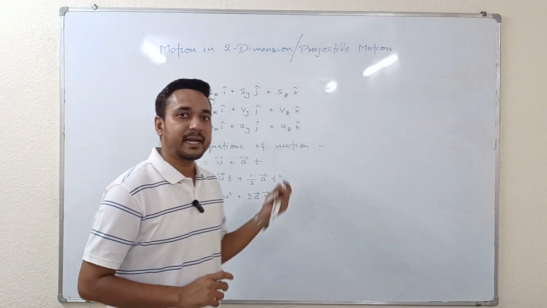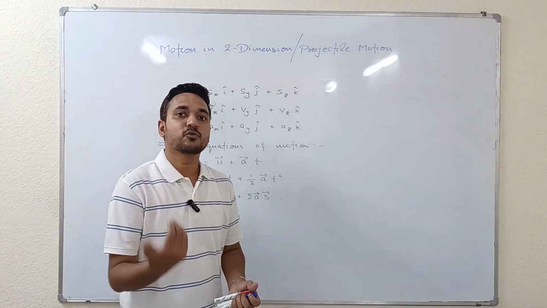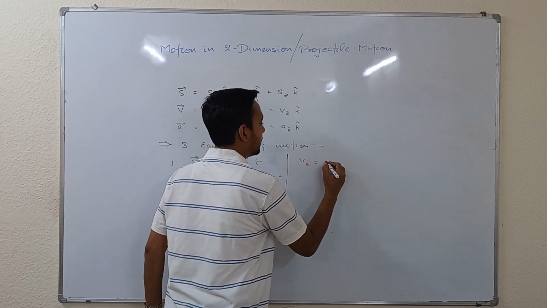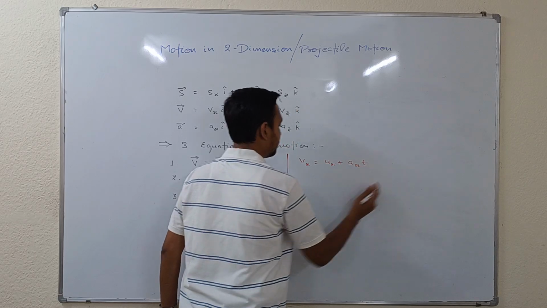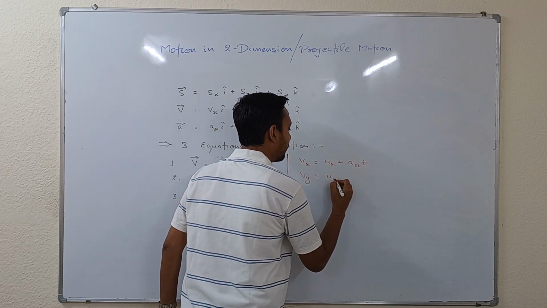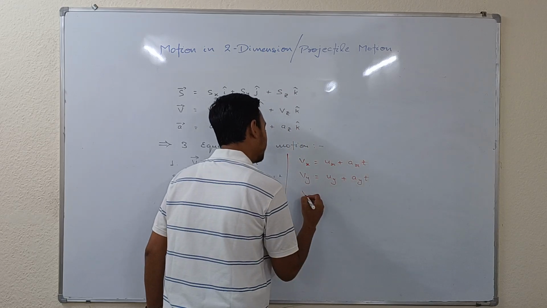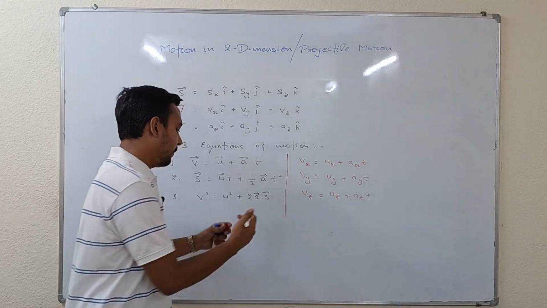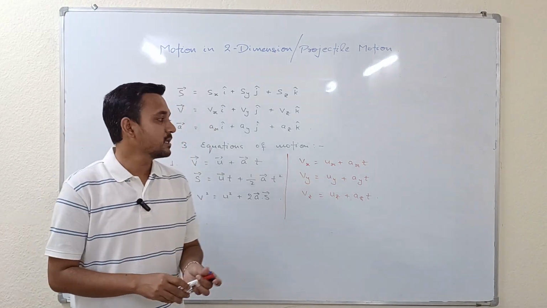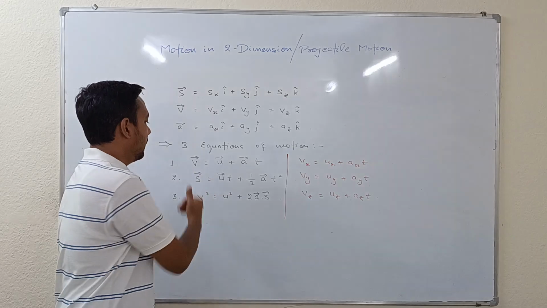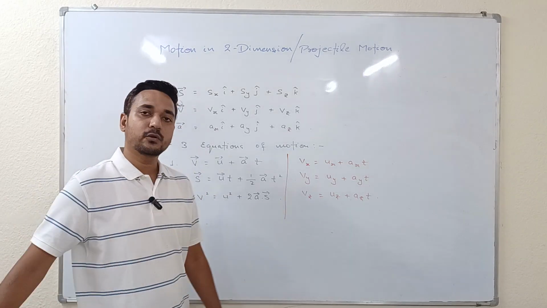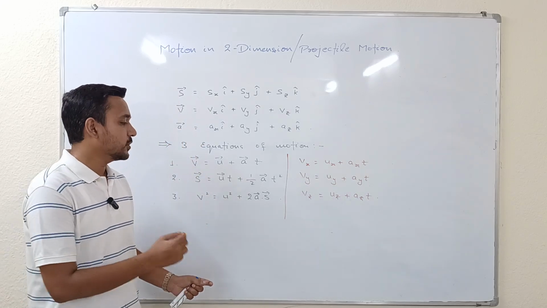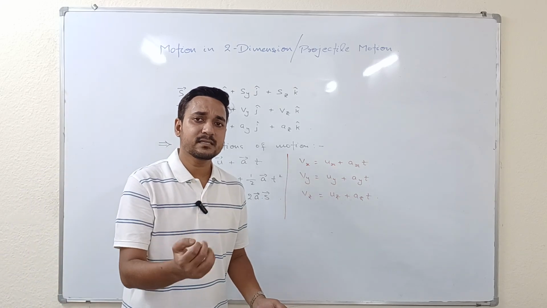So we can write each of these equations in its component form. Like Vx is equal to Ux plus Axt, Vy is equal to Uy plus Ayt, and Vz is equal to Uz plus Azt. In component form all of these equations can be written. Similarly, we can write the second equation as Sx is equal to Uxt plus half of Axt square. Similarly, the third equation: Vx square is equal to Ux square plus 2Ax Sx.